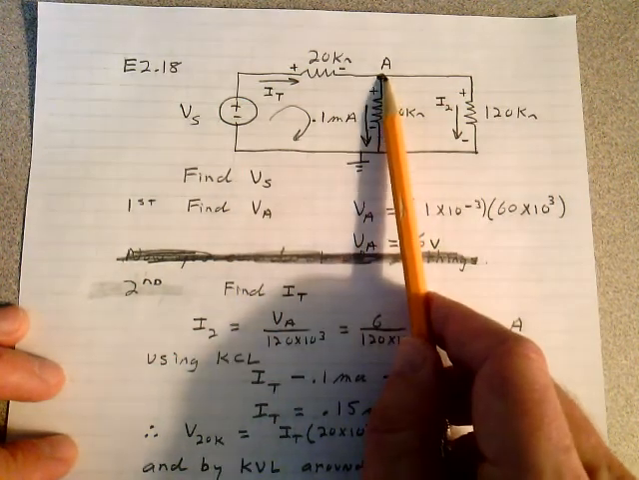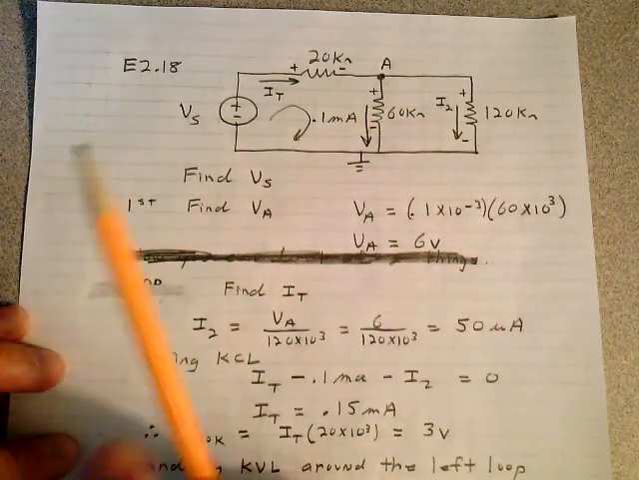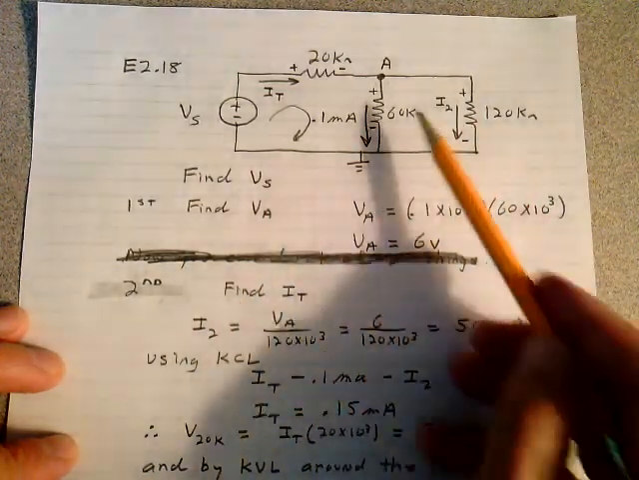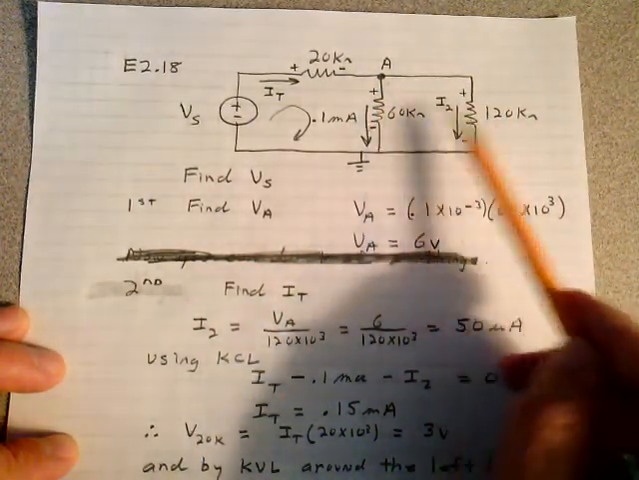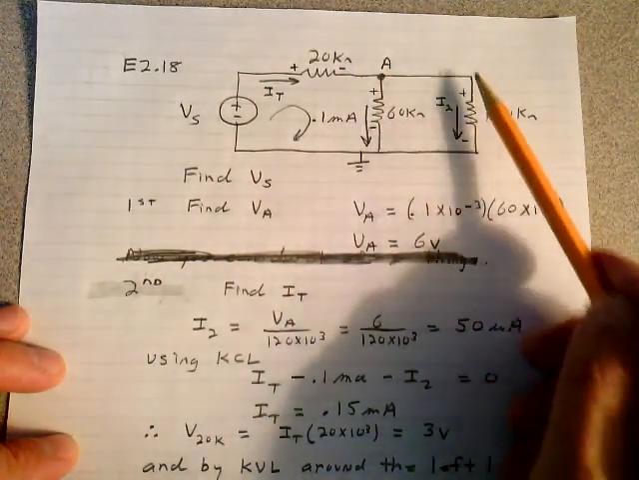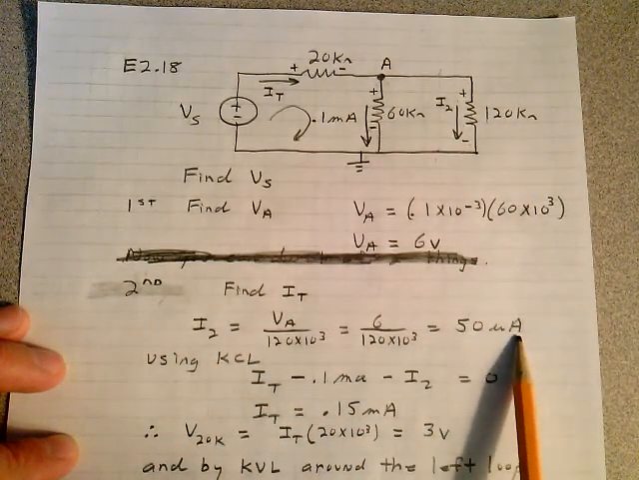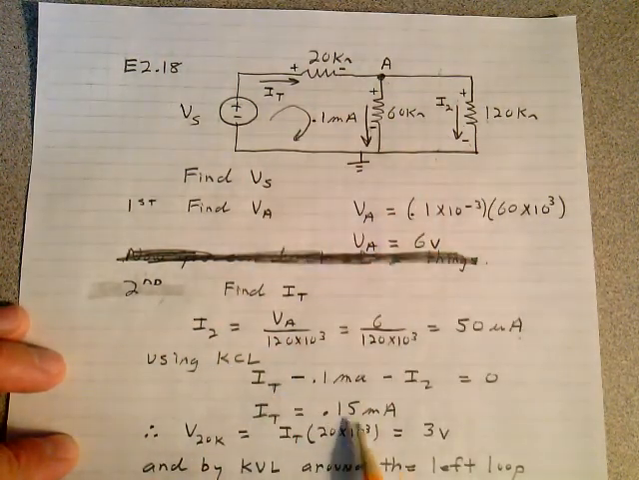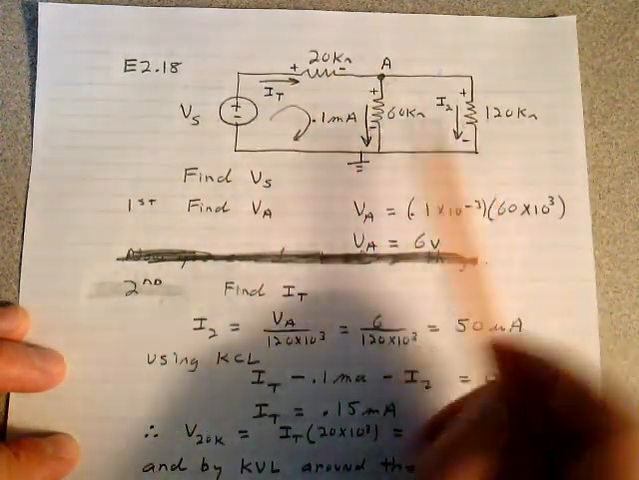Well, if this is 6 volts right here, let's find I2 first of all. If you want to find IT, the total current here, you know the voltage of point A, so these 2 resistors are in parallel, so you should be able to find I2 now. The voltage across the 60k is the same voltage across the 120k. I make that calculation, I get 50 microamps. And then using Kirchhoff's current law at this node, now you can get the total current of 0.15 milliamps. The current's entering, half the current's leaving.